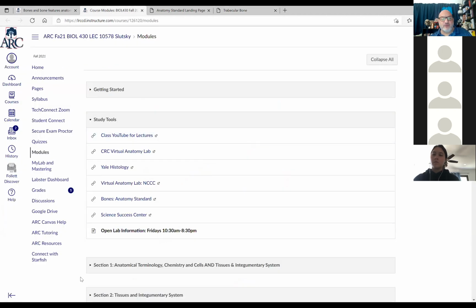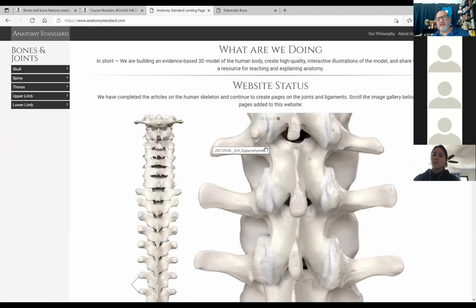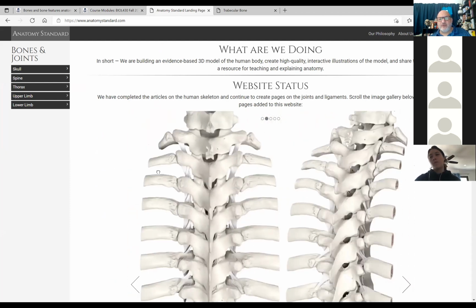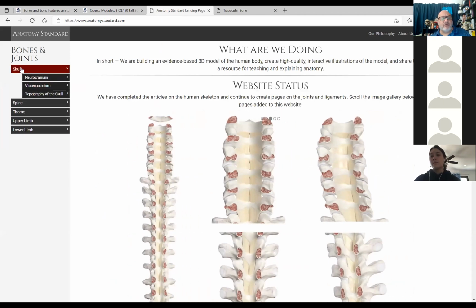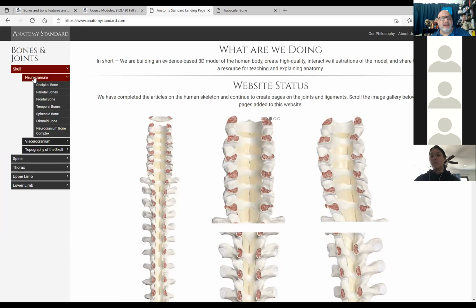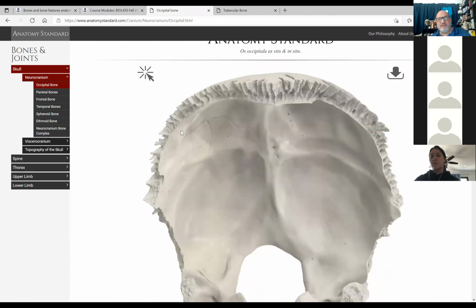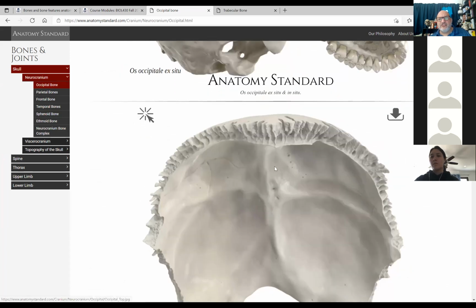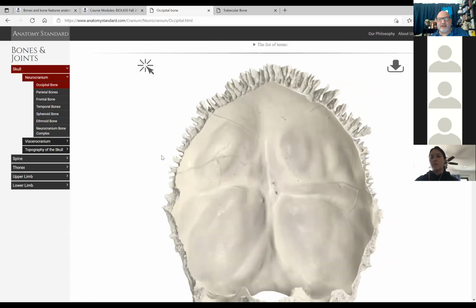The other one that will help you as we are moving forward is this bones anatomy standard. If you go to this website, it is an amazing website with some amazing pictures, and we can look at different views. For instance, we're going to start learning about the skull. If you're interested in the occipital bone that you are studying, there are some amazing views that you're able to adjust and modify. You can download these things. You can see some of the labels and some of the characteristics on them.